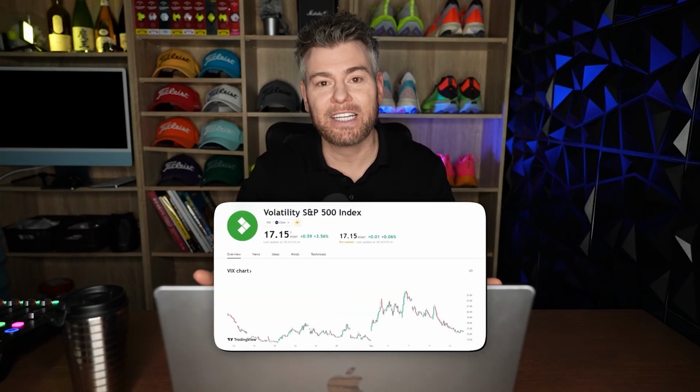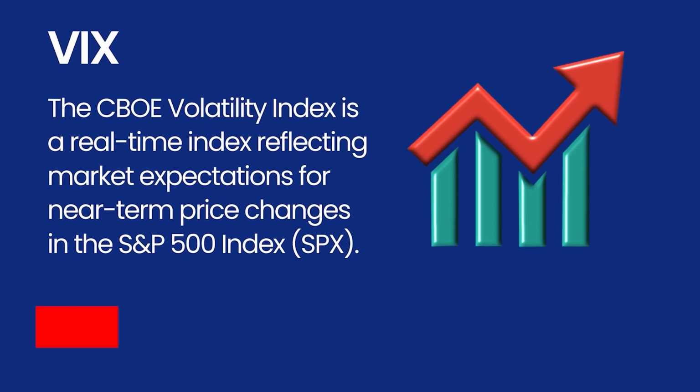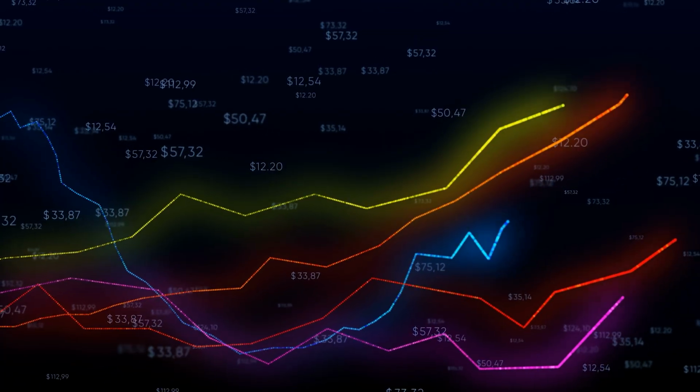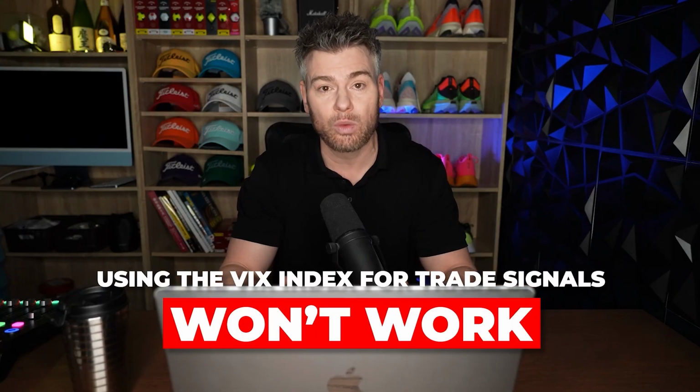So I'm sure you've heard of the VIX index before, right? It's the most widely referenced and well-known volatility metric. But the problem is, it's just a representation of 1-month S&P 500 options. But the market is way more diverse than that, so if you do use the VIX index to guide your trade signals, it's simply not going to work.